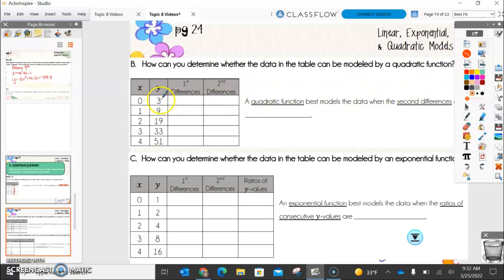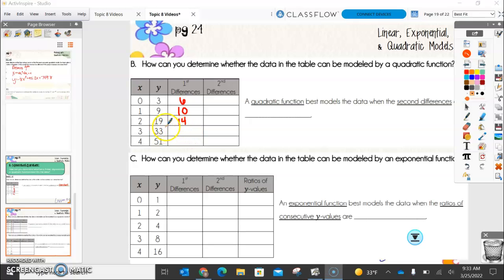If we look at this function, I just want to mention, notice how our x values are all going up by 1 in both of these tables. So that's important, but most times we're not going to trick you in this chapter. Let's look at 3, it jumps to 9. 9 jumps to 19. 19 jumps to 33. So 3 to 9 has a difference of 6, and 9 to 19 has a difference of 10. 19 to 33 has a difference of 14.